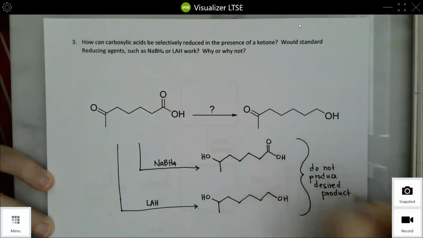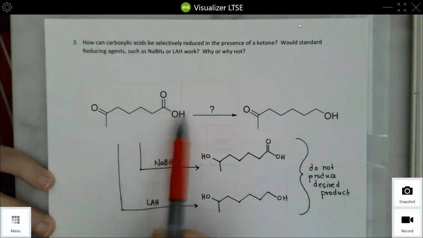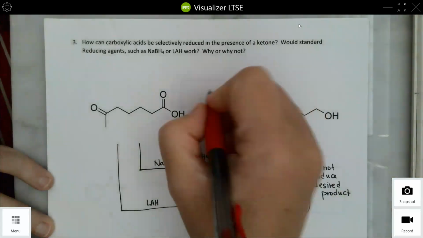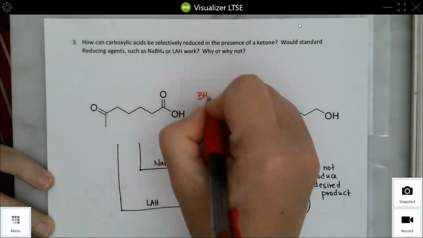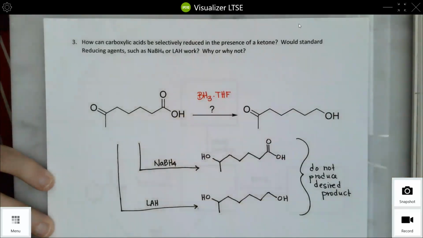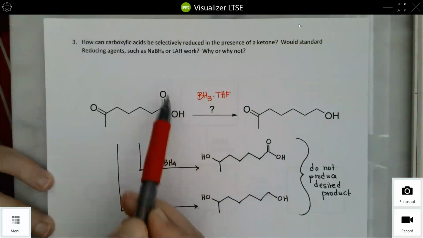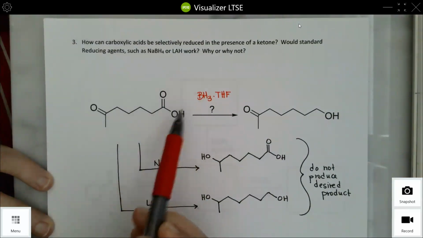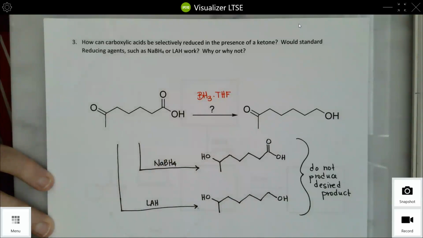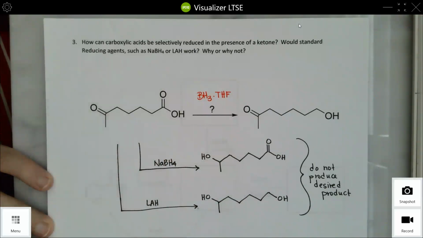So then what do we need instead in order to do the selective reduction? The conditions for this are borane and THF. The reason why this works is because the boron coordinates to both oxygens in the carboxylic acid, and that facilitates the hydride delivery. In the ketone, there's only one oxygen, so the boron isn't able to coordinate in order to reduce.